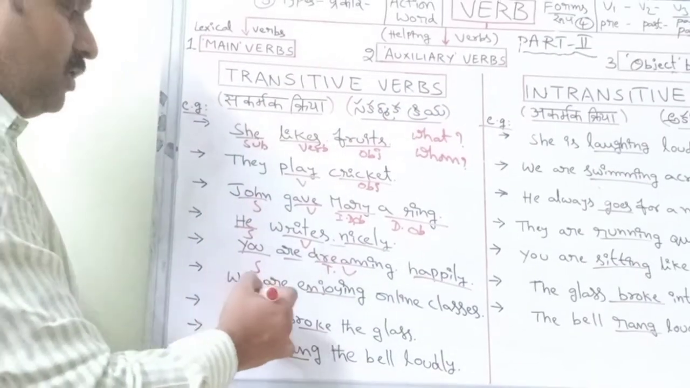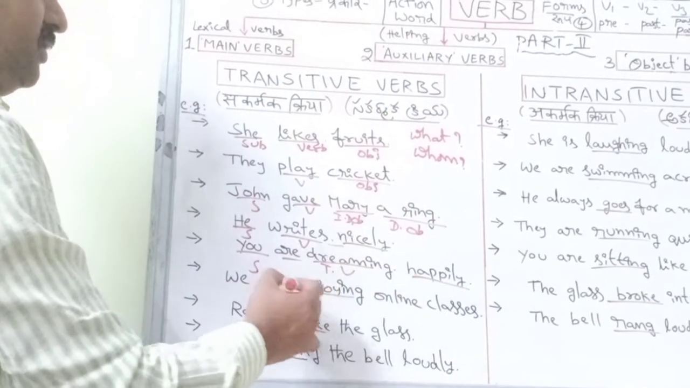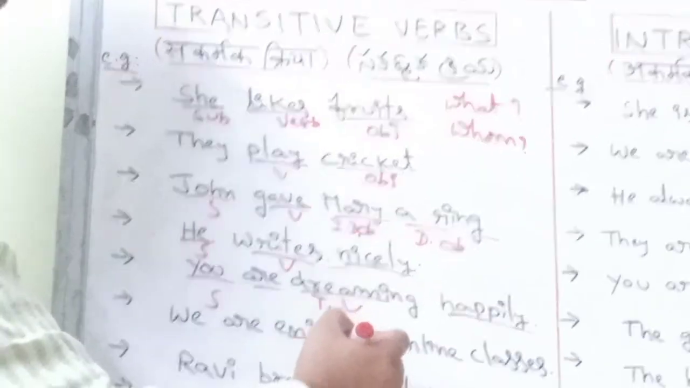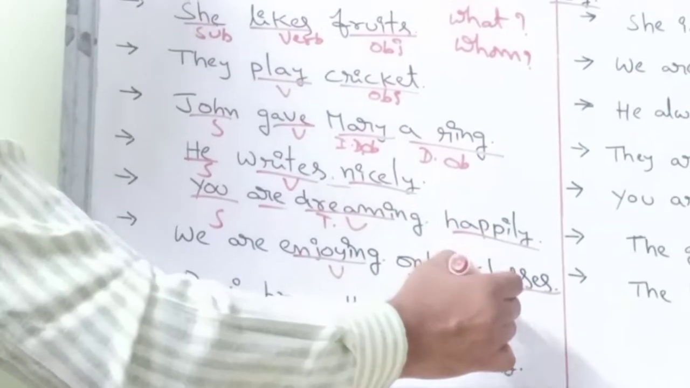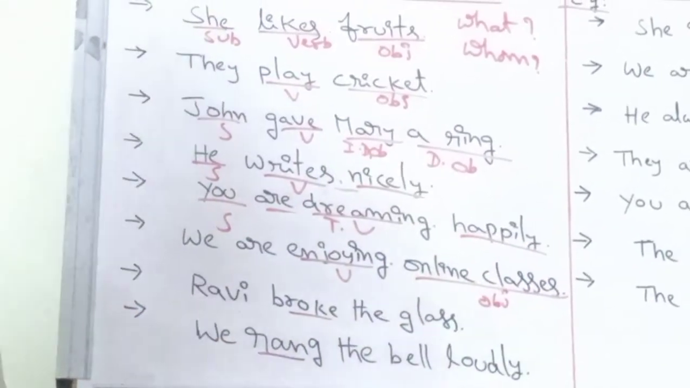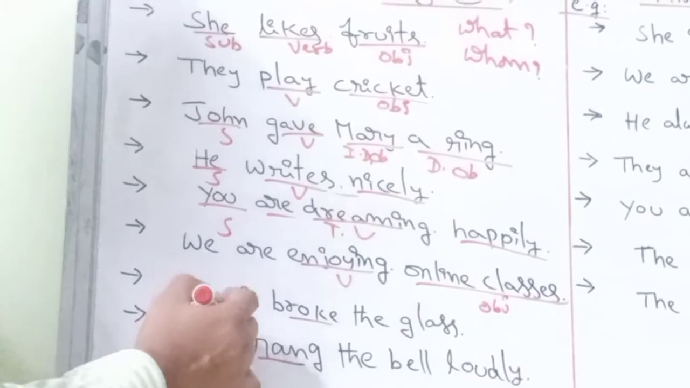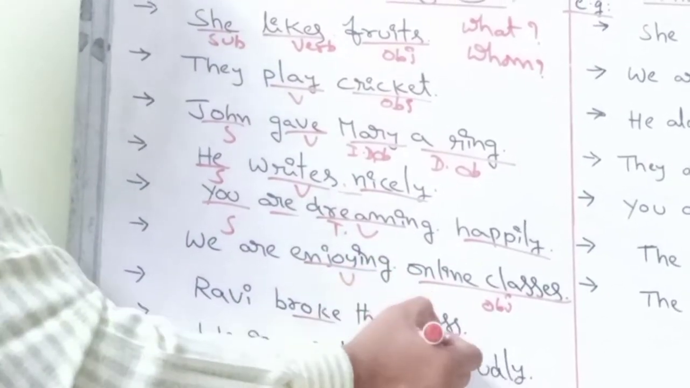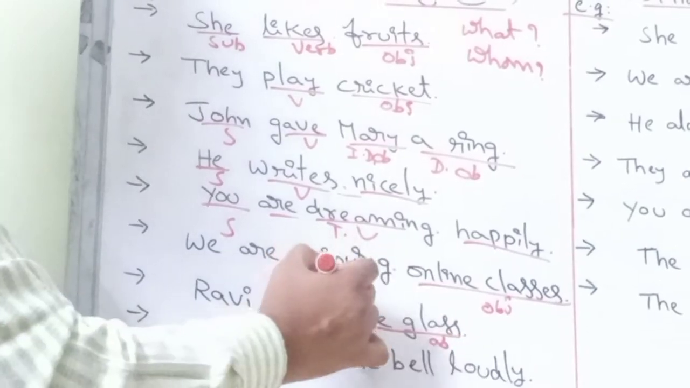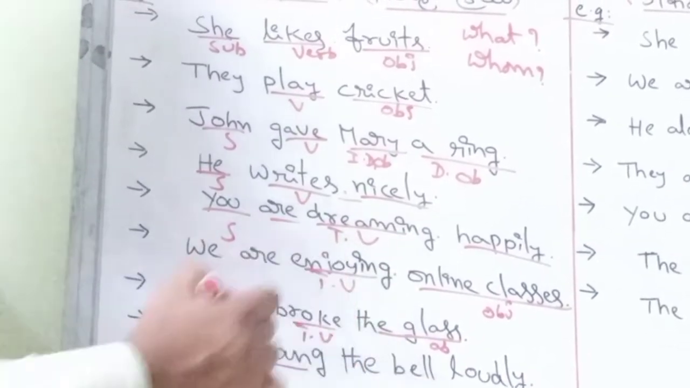Next example: We are enjoying online classes. Enjoying is the verb. We are enjoying what? Online classes is the answer, so it itself is the direct object. And next example: Ravi broke the glass. Ravi broke what? The glass. The glass is the object, so broke becomes a transitive verb.